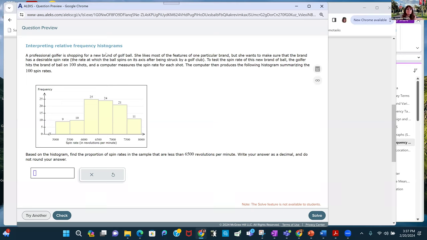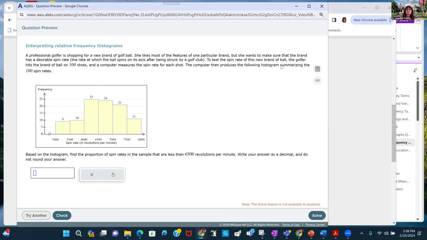A professional golfer is shopping for a new brand of golf ball. She likes most of the features of one particular brand, but she wants to make sure that the brand has a desirable spin rate. And I'll tell you, golfers are crazy about these balls and all of this. The rate at which the ball spins on its axis after being struck by a golf club. Because you could imagine if it spins more easily, it's going to go farther, right? I played a little virtual golf.